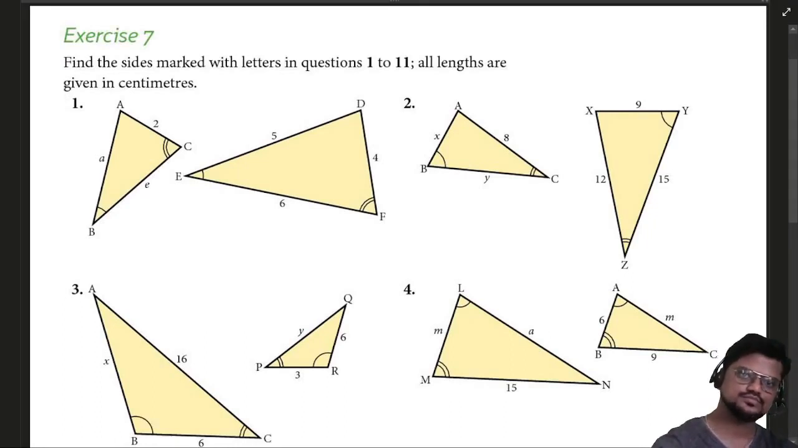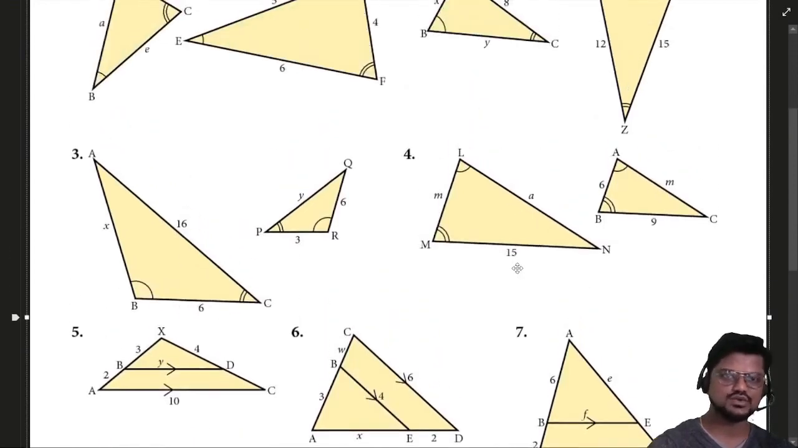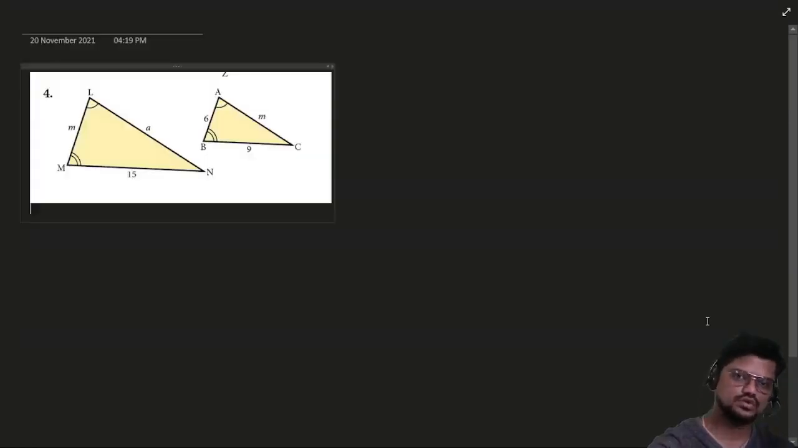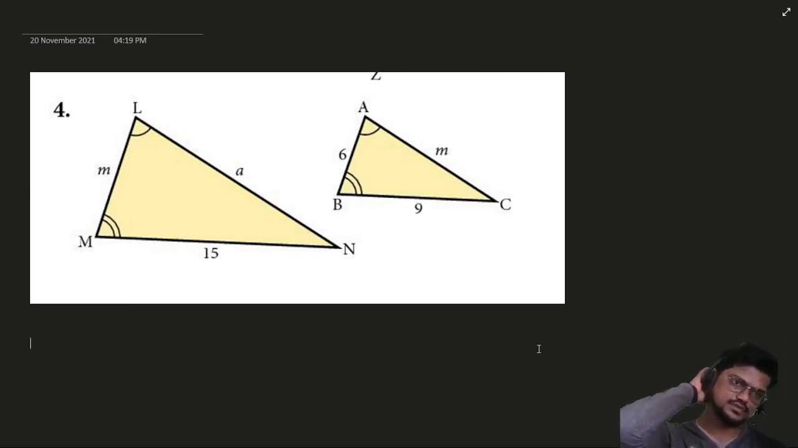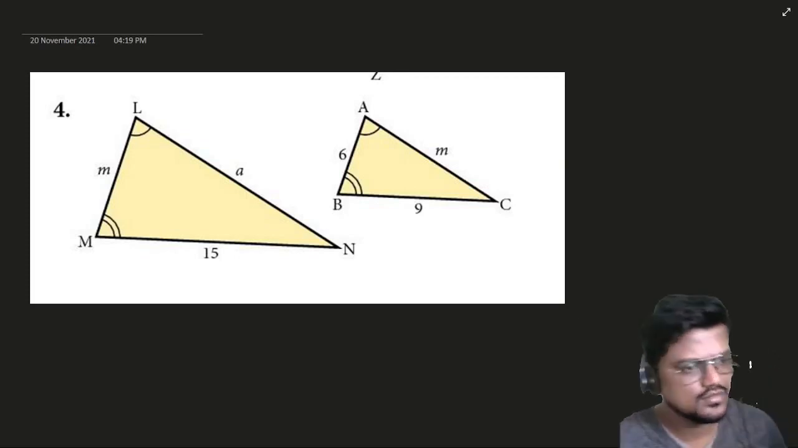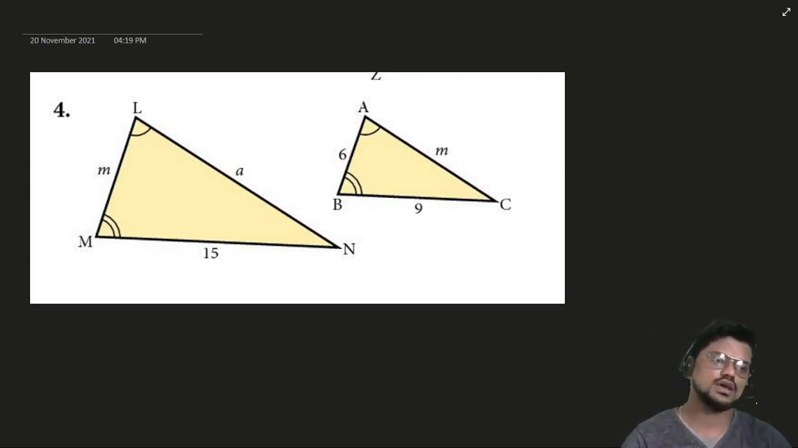That is question number 2. So I will ask you to solve, try solving question number 4 on your own. Tell me what are the values of M and A. Can you do it? Please try and tell me. What are the values of M and A? One second. Okay. M is how much? I got M as 10. Yeah, the value of M is 10.